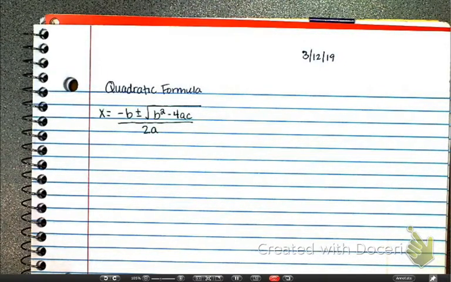So x equals negative b plus or minus the square root of b squared minus 4ac all over 2a. It's a hefty formula, but I'm going to give you some things that I think might make you happy in the end. We'll see. Donuts.